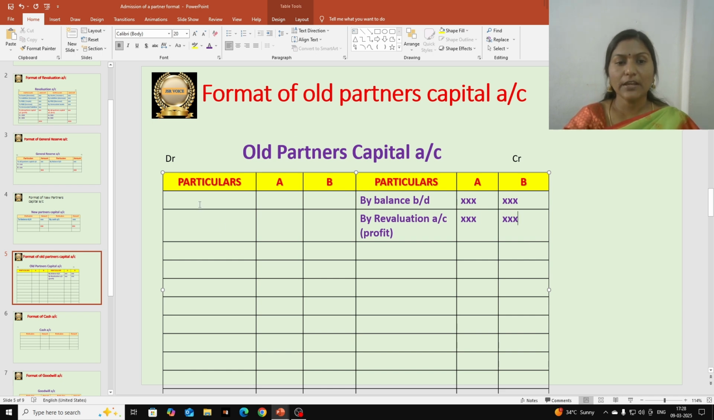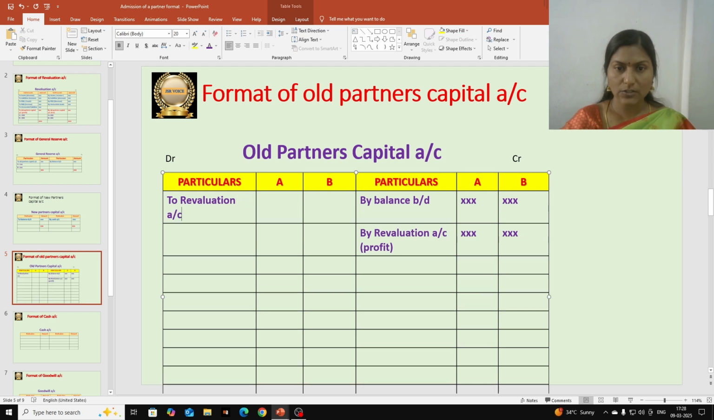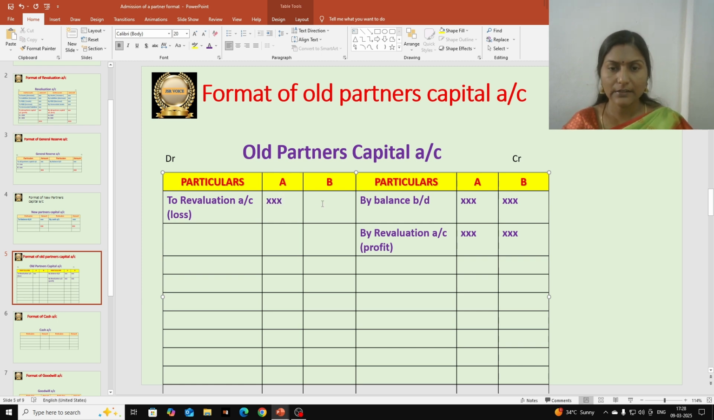And sometimes we may get a loss also in revaluation, so where should we write it? On the debit side, to revaluation account, and we should write in brackets loss, because if we get a loss then only we will record it here. So revaluation account loss. In brackets we should mention it as loss. Whatever amount we distributed there in the revaluation account, that we should record here.